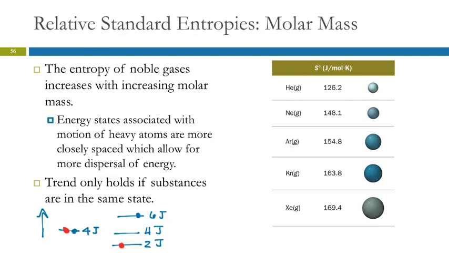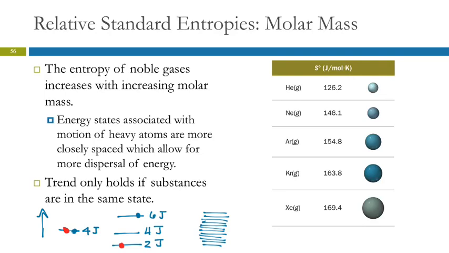Now, if I have more levels that are close together to put those things in, can you see that there'd be more possible combinations that would be energetically equivalent? A larger particle is going to have its energy states closer together. And so there's more possibilities, and so it's going to have a larger entropy. Make sense?